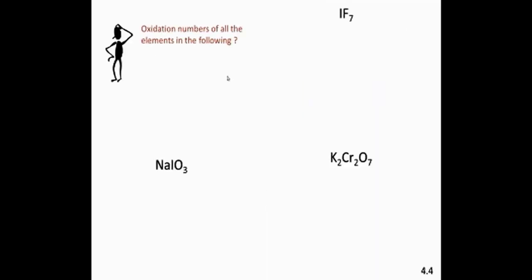Alright, so again, just some practice. Oxidation numbers of all the elements in the following. So I think if we look at this first one, sodium iodate. Sodium, because it's an alkali metal, is always a +1. Oxygen is typically a -2. So again, if sodium is a +1 and oxygens are -2 and there's 3 of them, that's -6. And this time it is a compound, so it's going to add up to 0.